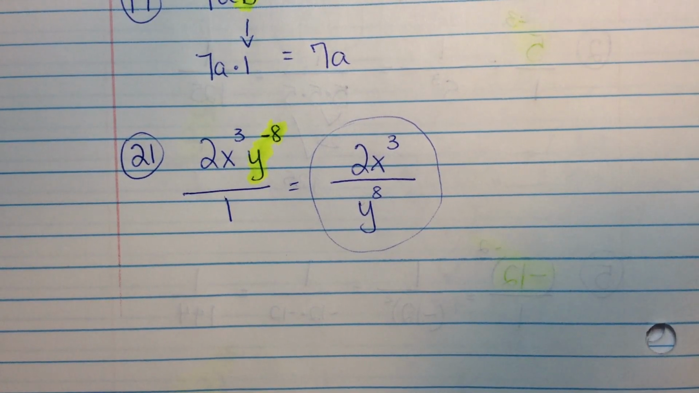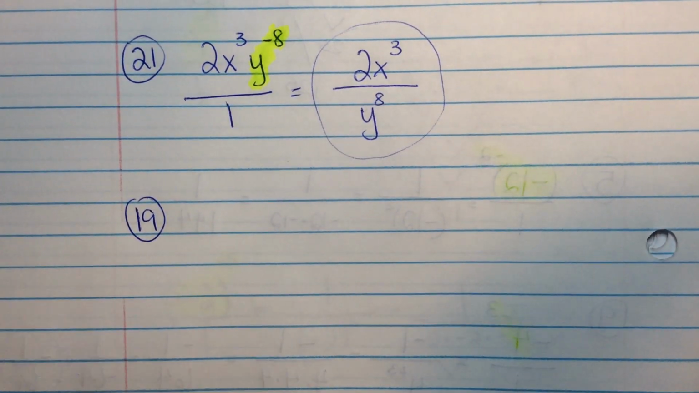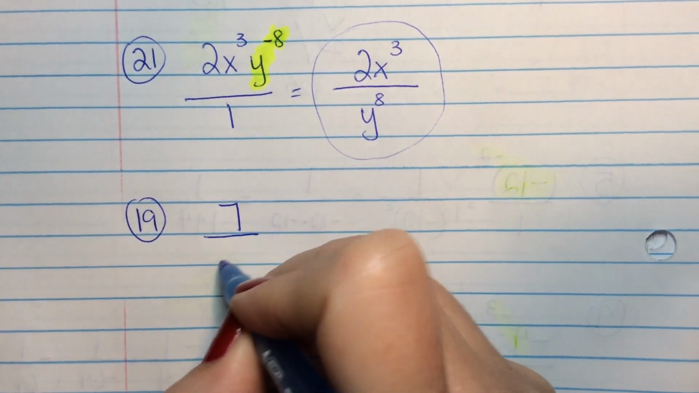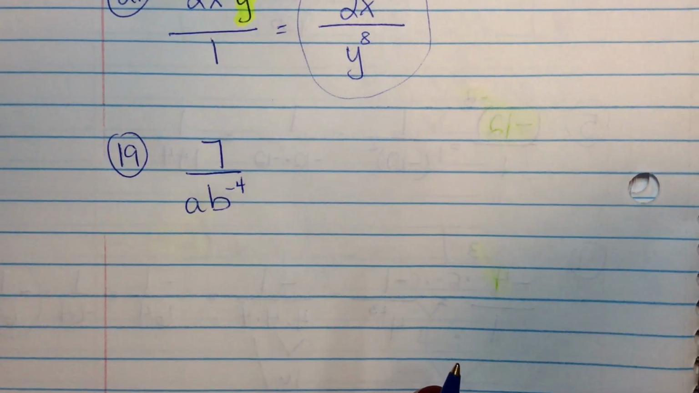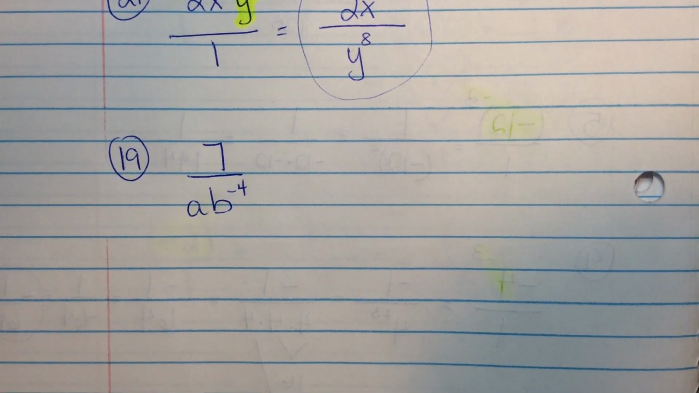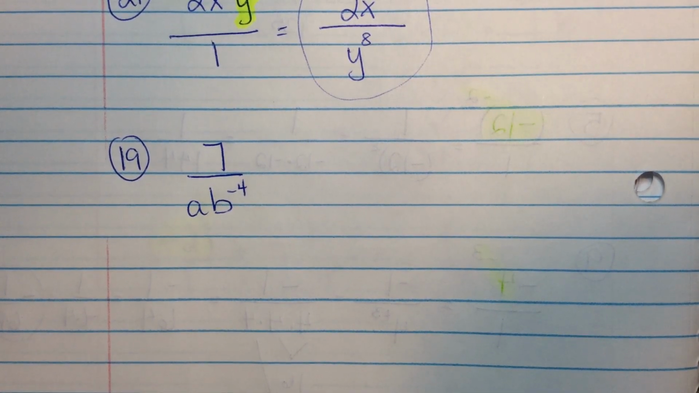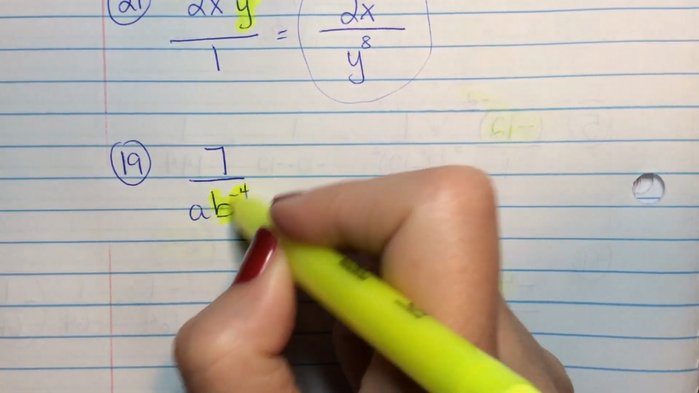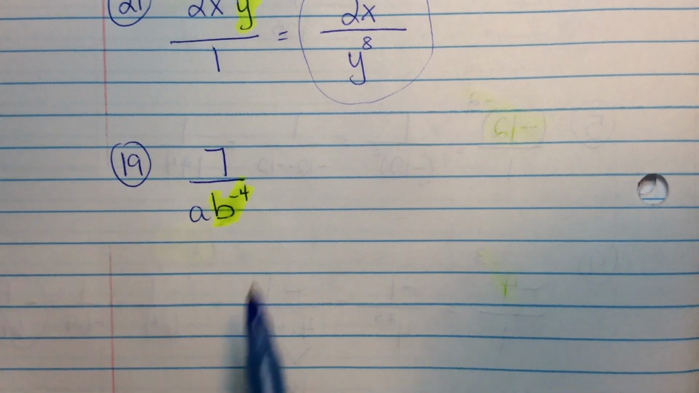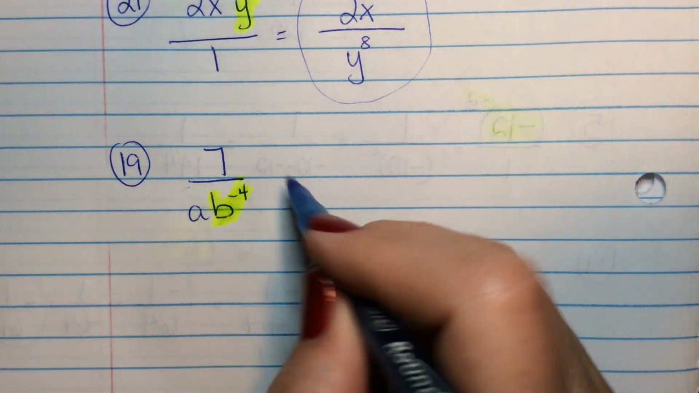Let's do 19. So we have 7 over ab to the negative 4. All right, the question is, what is being raised to the negative 4? Is it both a and b, or is it just b? And it is just b. Without parentheses, only this part is being raised to the exponent. With parentheses, all of it would be.